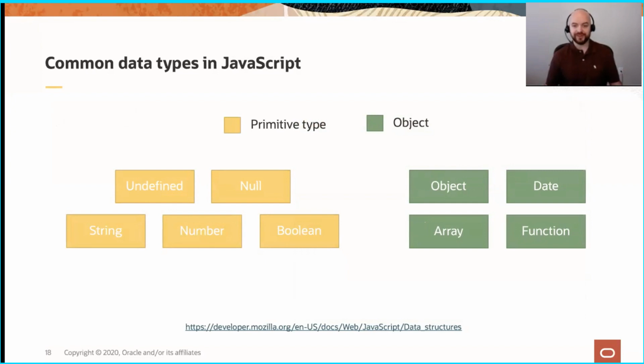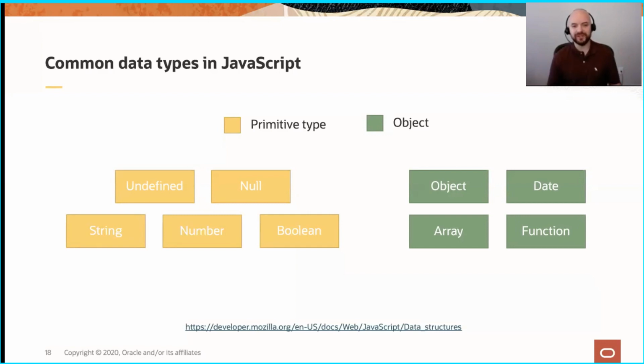Now on the object side, we have object, right? And you can think of that as the parent of all the other objects, but then we have things you'll often be using like date, array, and function. Now function here is weird because it's in the data type category. I'll talk a little bit more about that later.